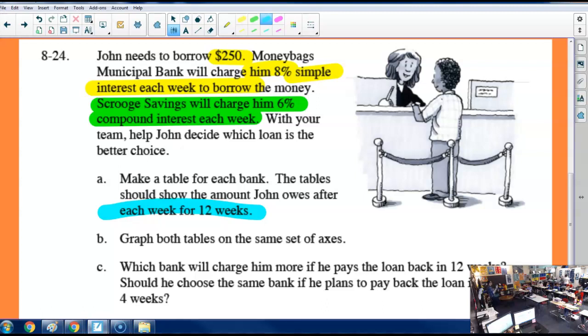Now, if we're borrowing and paying back, do we want more money or less money? Less, right? We want to pay back less money. So set this up. Then if you get done with that, let's graph these on one set of axes with time being your x-axis and money being your y-axis.